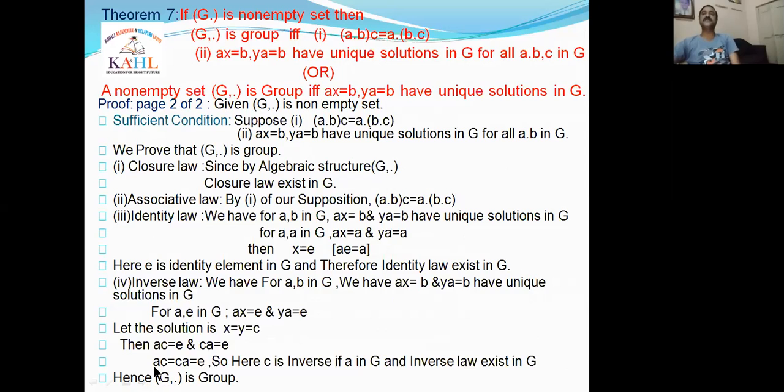That means C is inverse of A. That means an element A has inverse C. That means inverse exists in G. We have proved closure, associative, identity and inverse laws. That means G dot is a group. The sufficient condition was proved. So the theorem is proven, these two conditions are proved now.